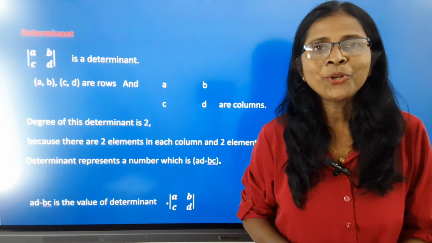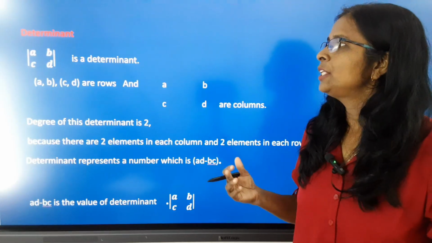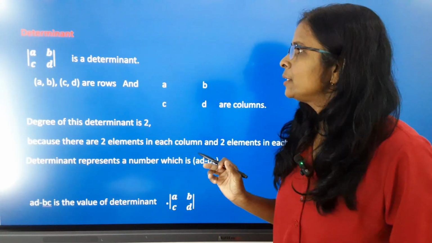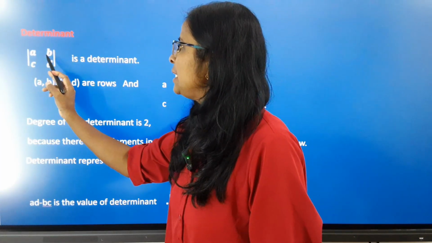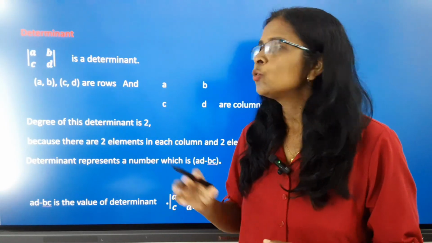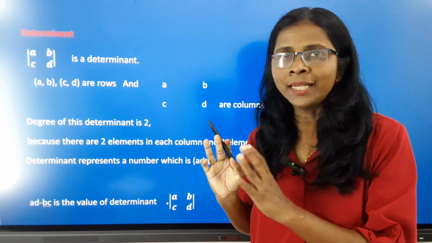See the students, new topic, that is a determinant. So what is a determinant? How can we arrange this determinant? Let us see that there are 4 points, A, B, C, D, and they are arranged in a vertical line. So it is called a determinant. Determinants look like this way.